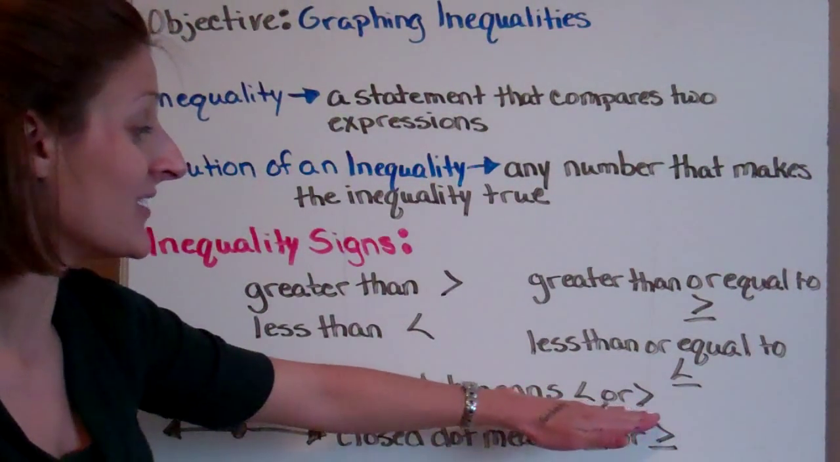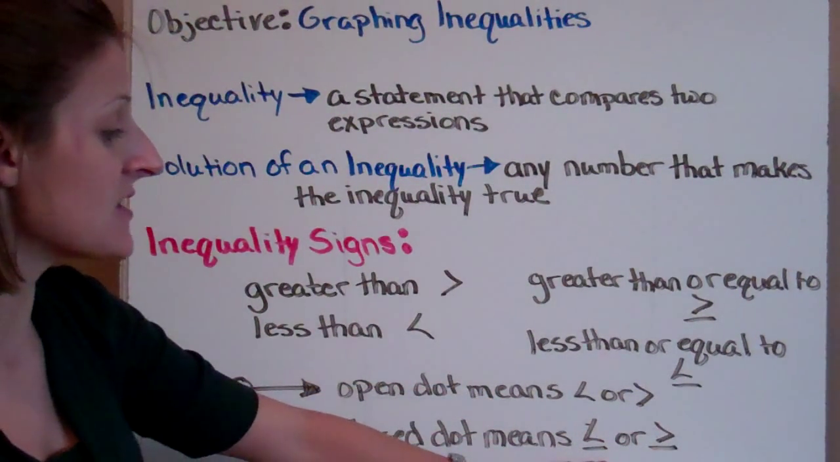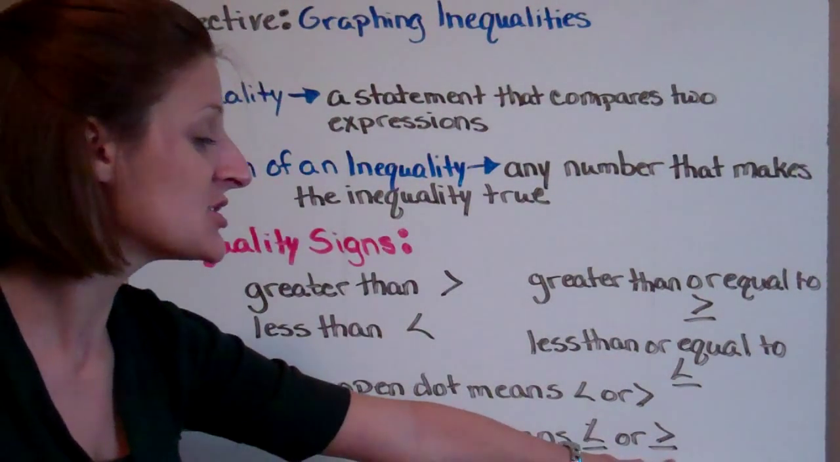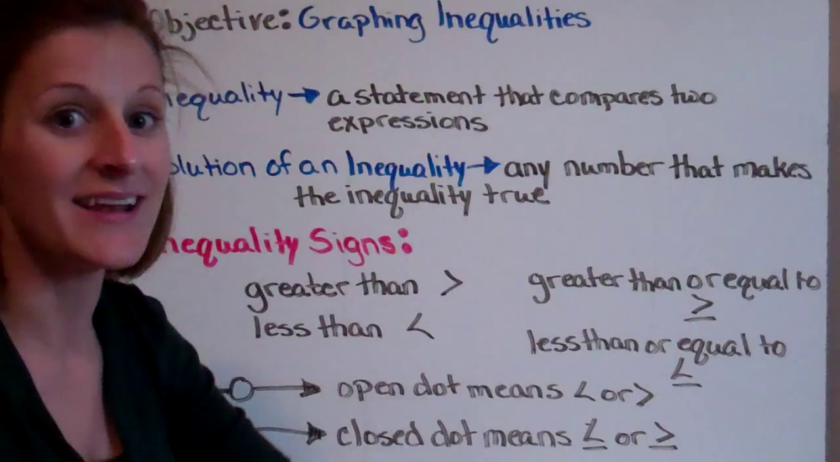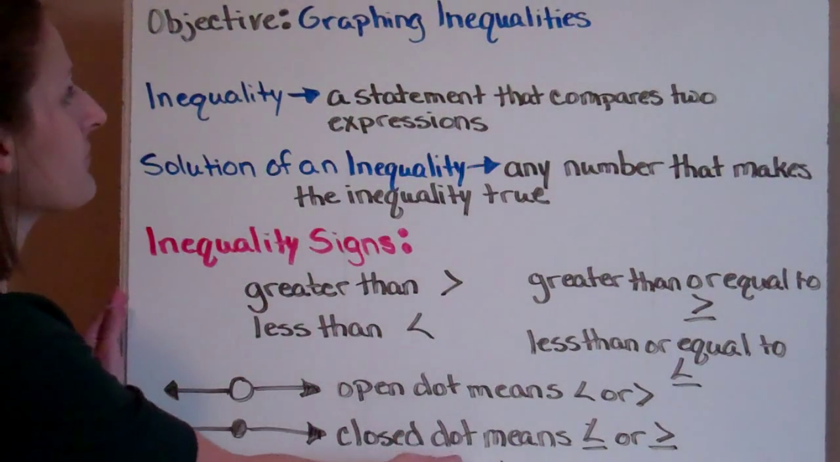Now, an open dot when we're graphing an inequality means a less than or greater than. None of them will have a line underneath it. Closed dot means it's less than or equal to or greater than or equal to. Notice these two have lines underneath them, meaning that that solution could be a solution to the inequality.